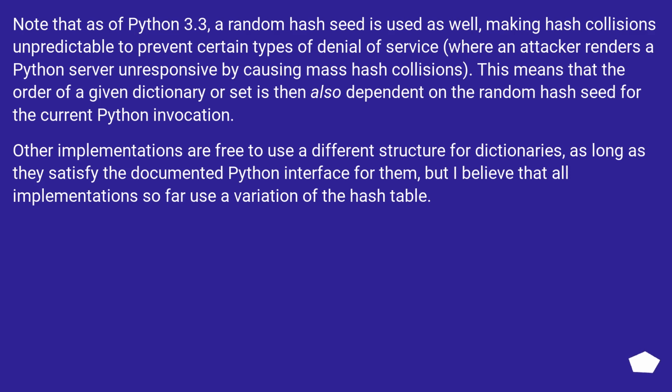Note that as of Python 3.3, a random hash seed is used as well, making hash collisions unpredictable to prevent certain types of denial of service, where an attacker renders a Python server unresponsive by causing mass hash collisions. This means that the order of a given dictionary or set is then also dependent on the random hash seed for the current Python invocation. Other implementations are free to use a different structure for dictionaries, as long as they satisfy the documented Python interface for them, but I believe that all implementations so far use a variation of the hash table.